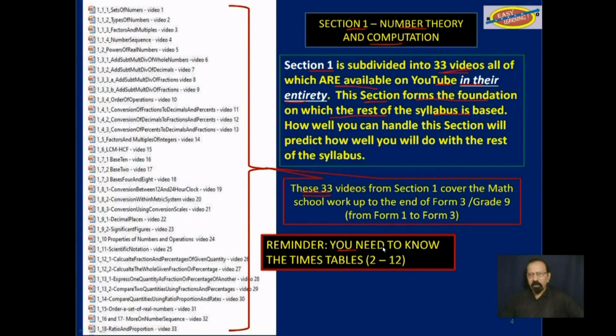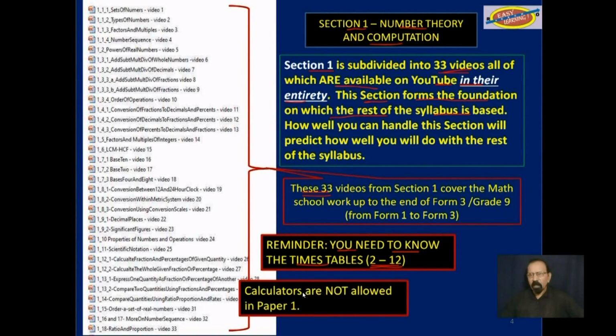Reminder, you need to know the times tables from 2 to 12. If you don't already know them, you would have to learn them, especially since calculators are not, I repeat, not allowed in paper 1.